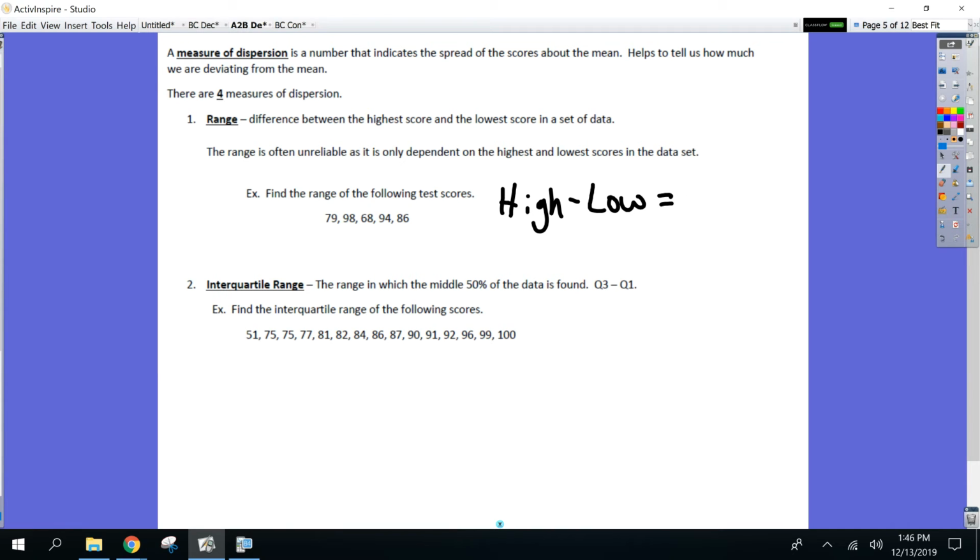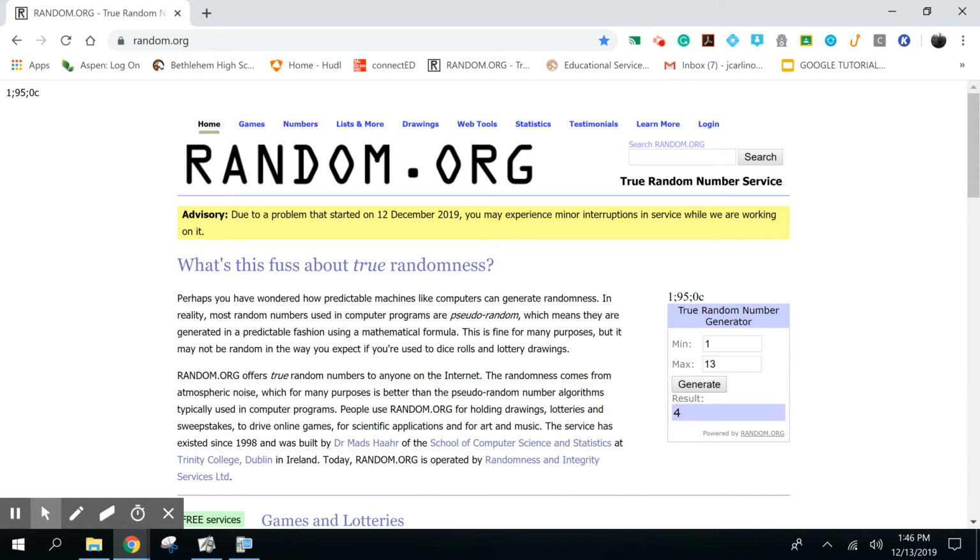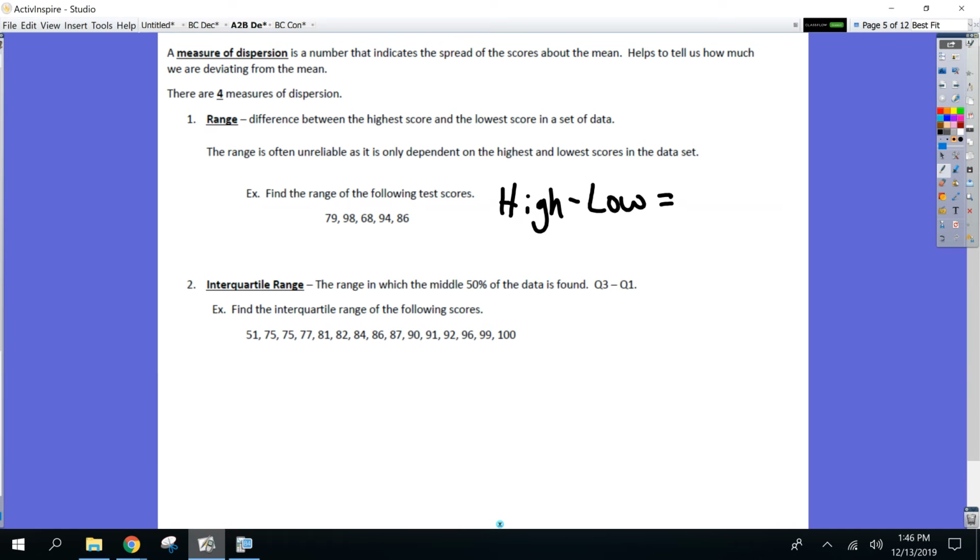So in this case here, these scores I give you, what's my high and my low here that I can subtract? 68, yep. So that is a range of 30. Okay.